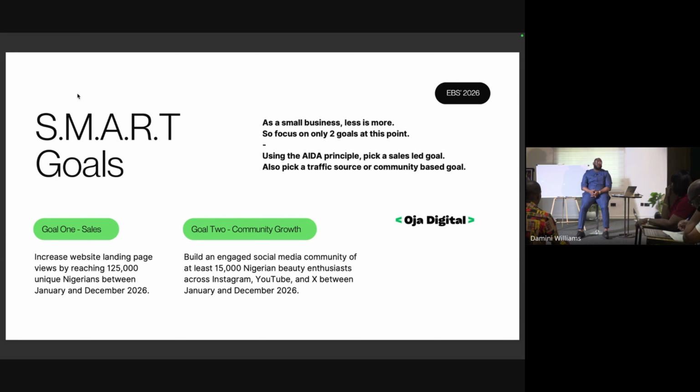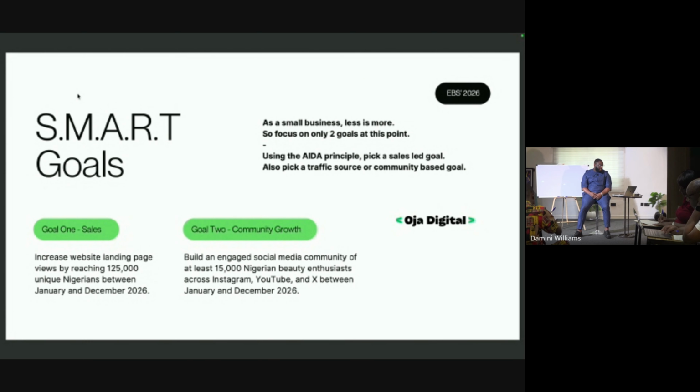So you need to make sure that as you are growing your business, you are also having community-led goals. So what people would say is that, oh, I want to grow my Instagram following from 500 to 5,000, that kind of thing. But that's not a community-led goal. What's the engagement rate of those people that have followed you on that page? That's your community-led goal. So what I have here is increase website landing page views by reaching 125,000 unique Nigerians between January and December. Now, how I got this number, we'll talk about it on the next slide.